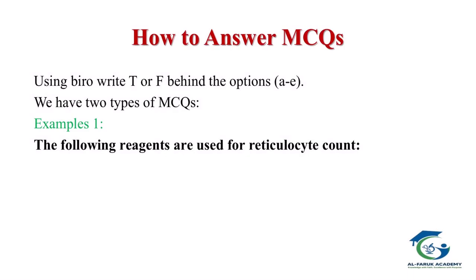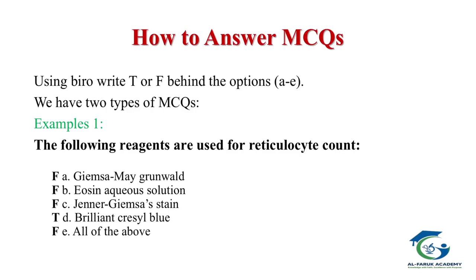So how do you answer MCQs? Usually the council gives instructions. The instruction is: using a biro, write T or F behind the options A to E. We have two types of MCQs. For example, this is type 1. The following reagents are used for reticulocyte count: A. Giemsa May-Grünwald, B. Eosin aqueous solution, C. Jenner-Giemsa stain, D. Brilliant cresyl blue, E. All of the above. The council wants you to answer each and every option.